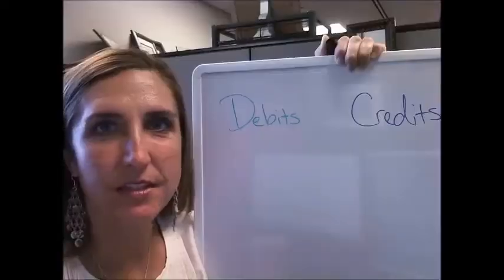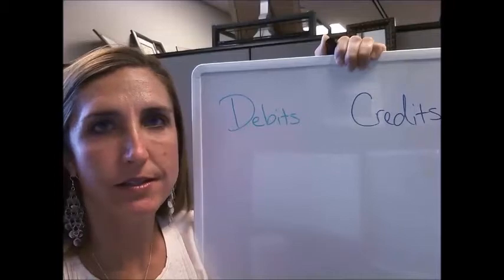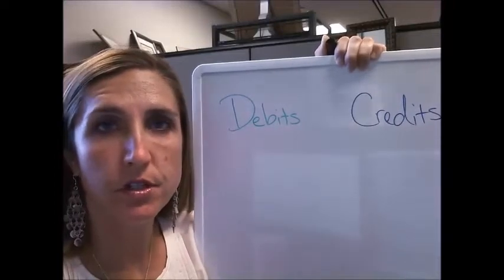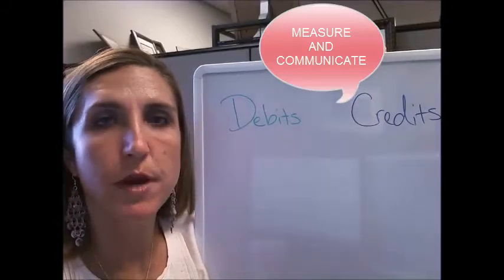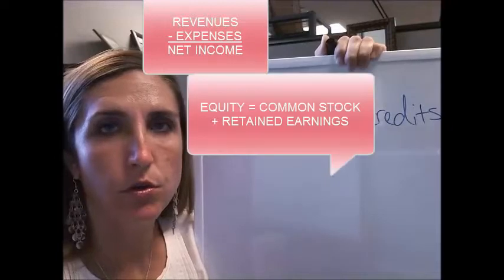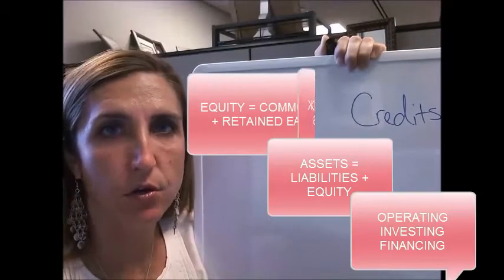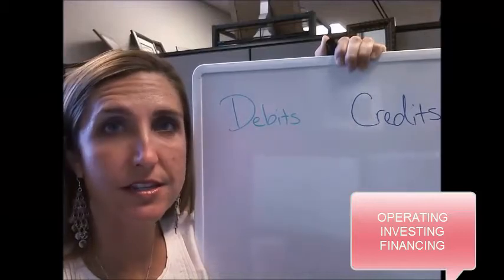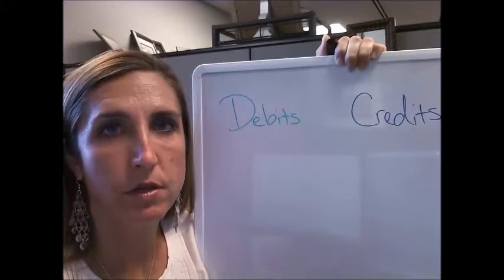Hello class. This lesson will cover the topic of debits and credits. So in the first lesson we discussed that accounting is used to measure and communicate our financial position. So you learned the four financial statements: income statement, statement of stockholders' equity, balance sheet, and the statement of cash flows. But in this lesson, we're going to talk about where those numbers came from.